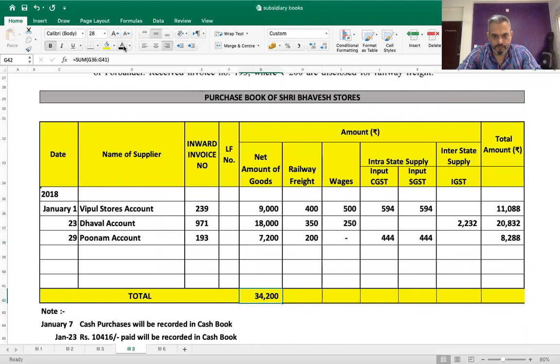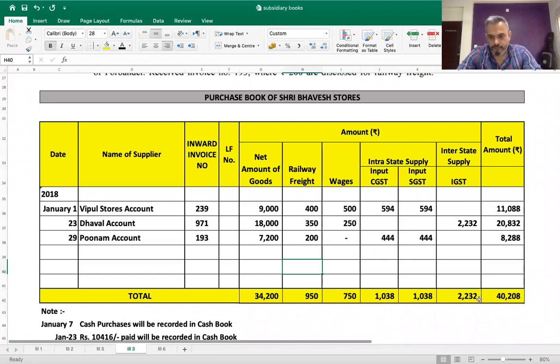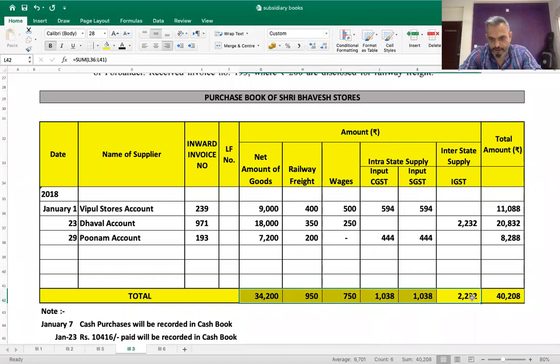3,4,200, then 950, then 750, and then 1038, 1038, 2232, and 40280. This should always match, so check it. Vertical and horizontal totals should be the same.